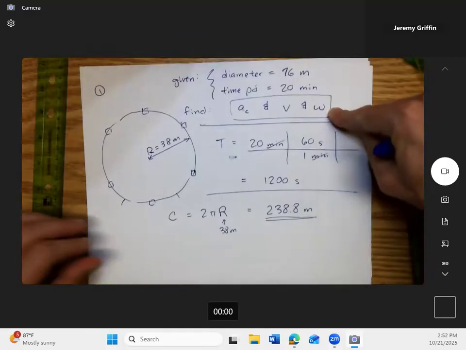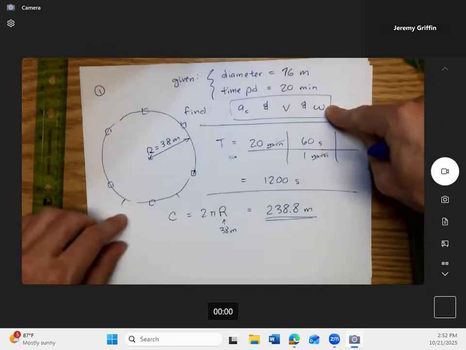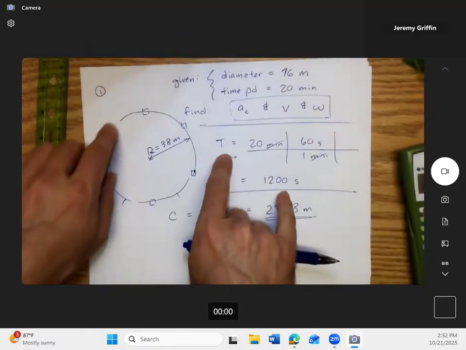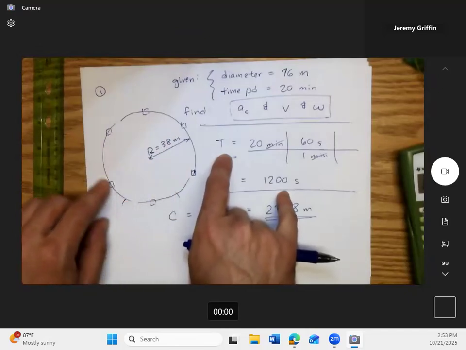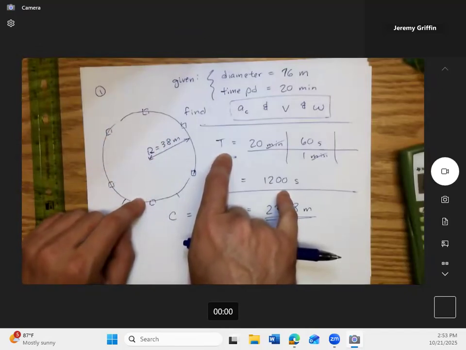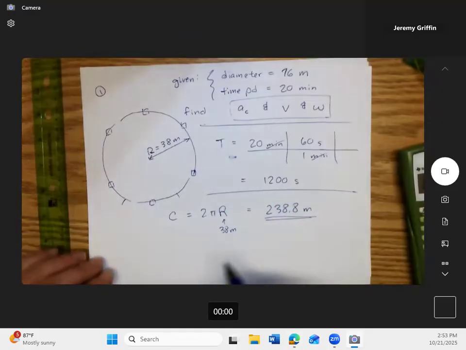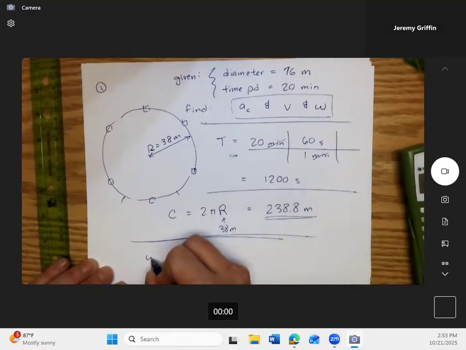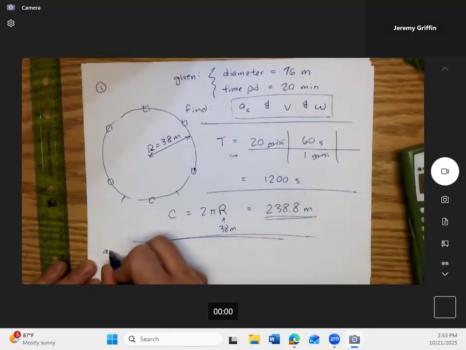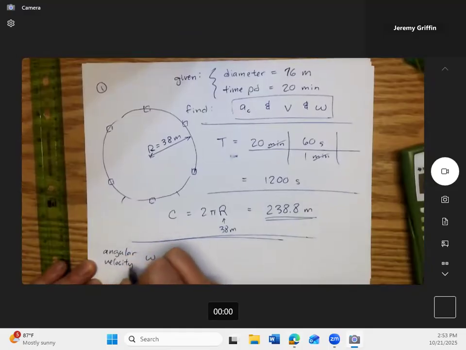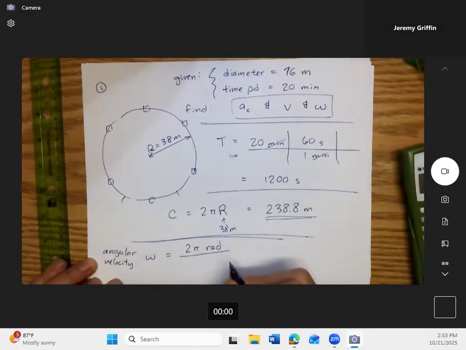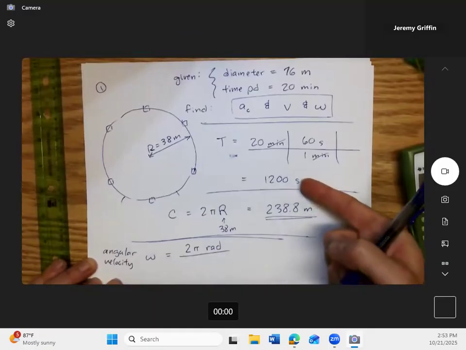I'll go back to omega because I was trying to kind of lead you guys down that way anyway. Okay. So you guys say this is radians per second? Okay. Well, guys, doesn't this time period correspond to one revolution? You guys, one revolution, how many radians is that equal to? 2 pi. Aha. So, here, hold on, this might be helpful later. Okay. Can I say that omega, the angular velocity, is equal to 2 pi radians divided by the time period of 1200 seconds.